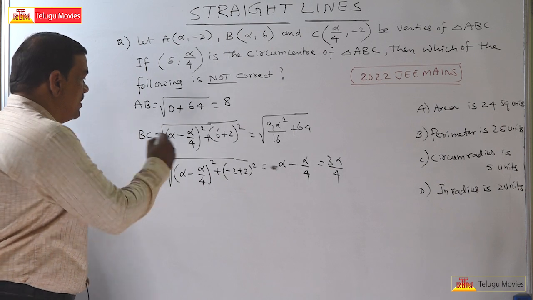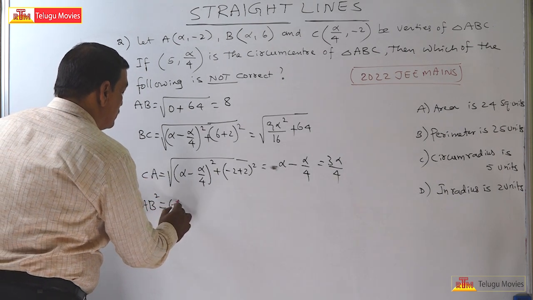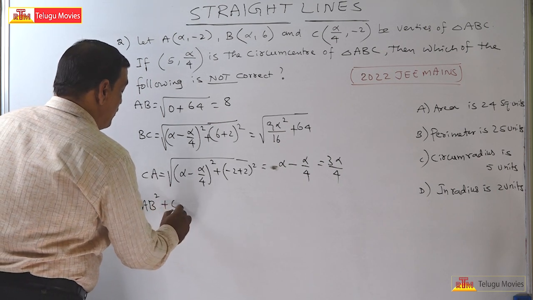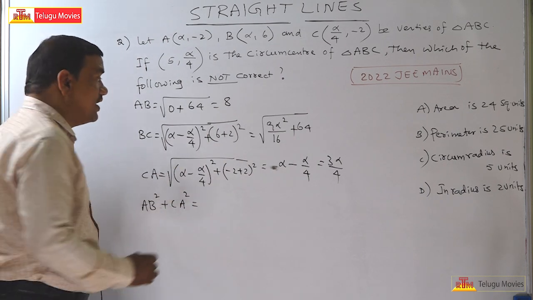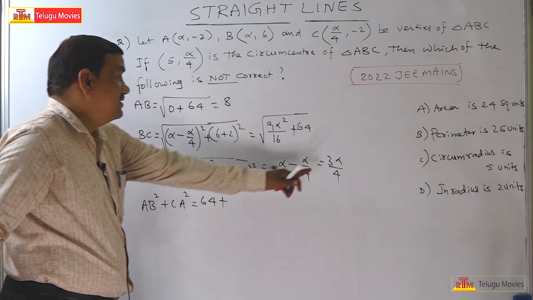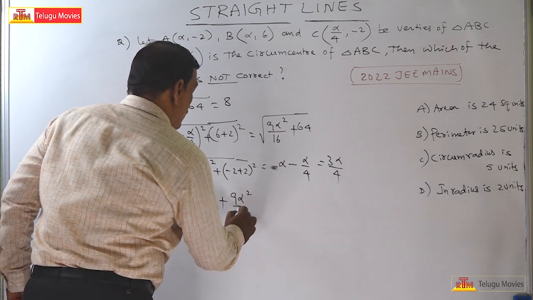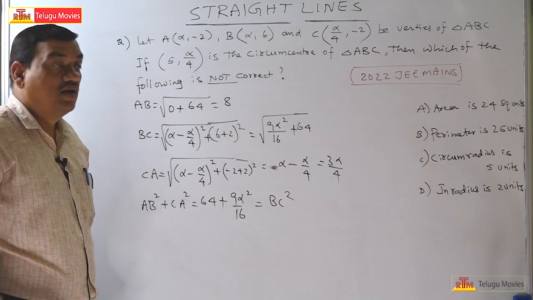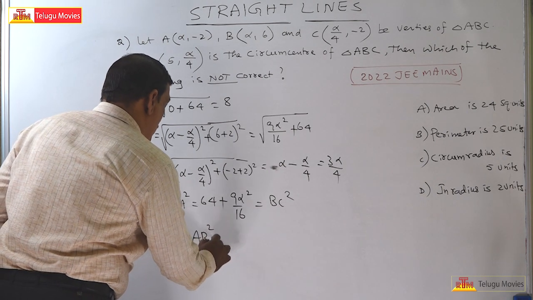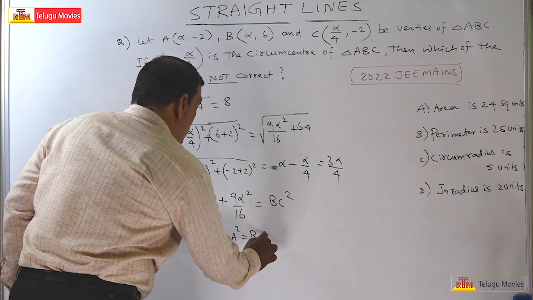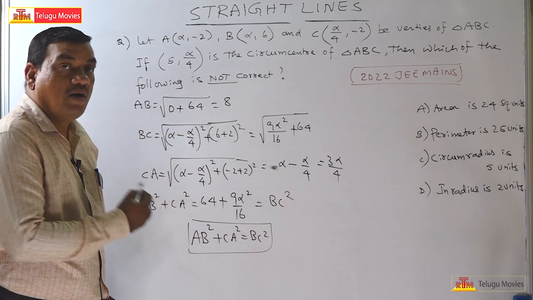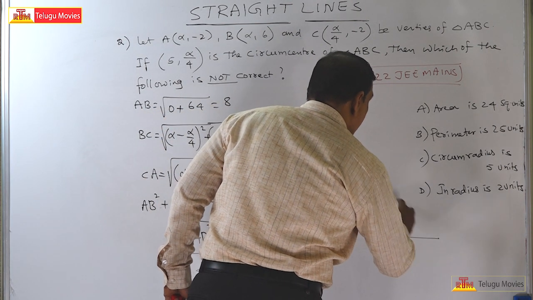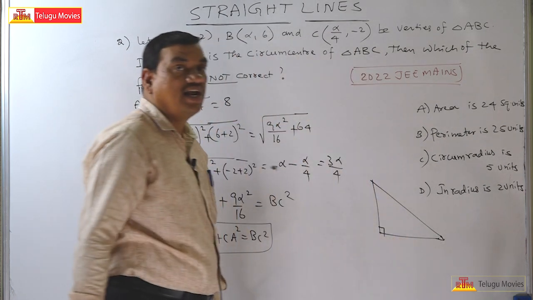If you observe, AB square is equal to how much? 64. And AB square plus CA square, let us check. AB square is 64 plus CA square is 9 alpha square by 16, that is equal to BC square. That means what you got? AB square plus CA square is equal to BC square. This is the property of the Pythagoras theorem, right? So definitely it is a right angled triangle.